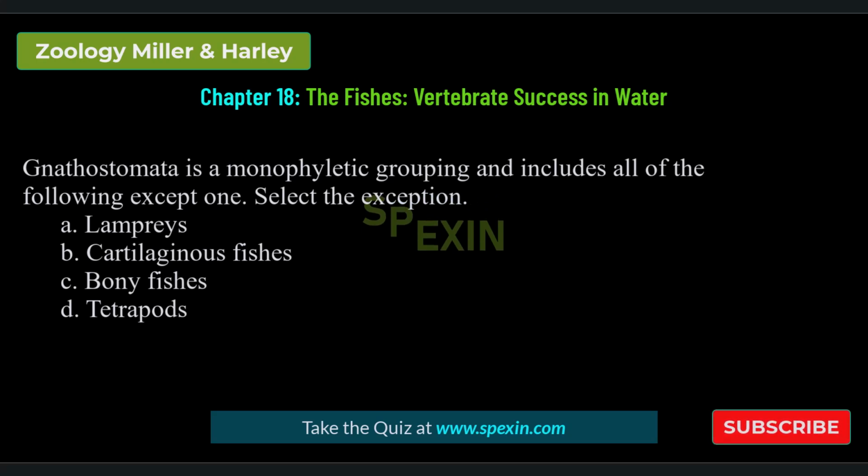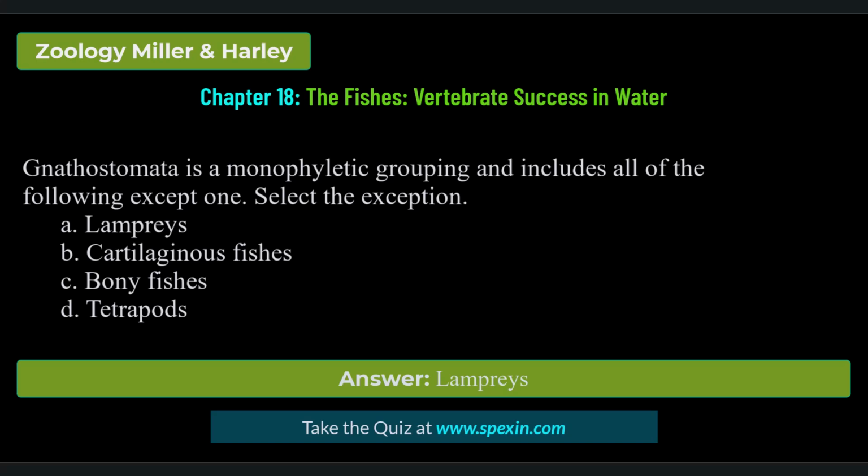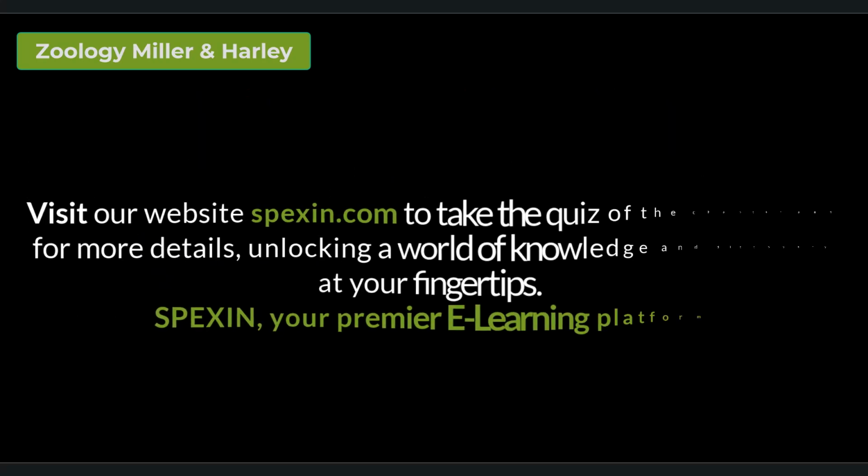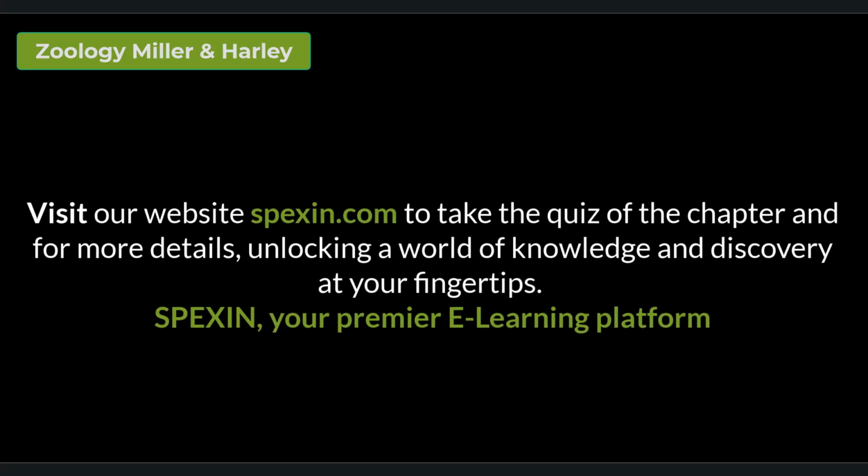Gnathostomata is a monophyletic grouping and includes all of the following except one. Select the exception. Lampreys, cartilaginous fishes, bony fishes, tetrapods. Correct answer: lampreys.